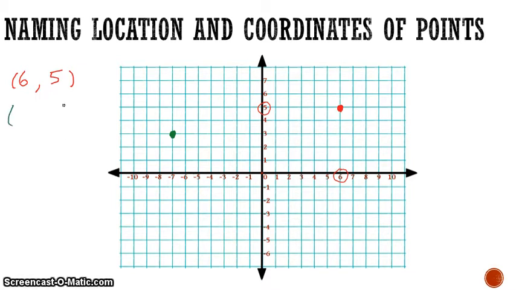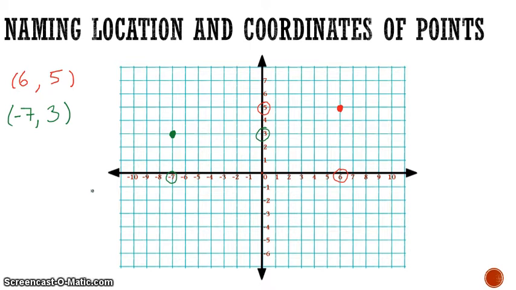Okay, so again, need a set of parentheses. Then first number goes left or right. So in this particular case, it went left from 0, and it landed at -7. So that's my first number, my x coordinate. My second number is up or down, my y coordinate. So how much up did I go? I went up to 3. So that's my second coordinate.